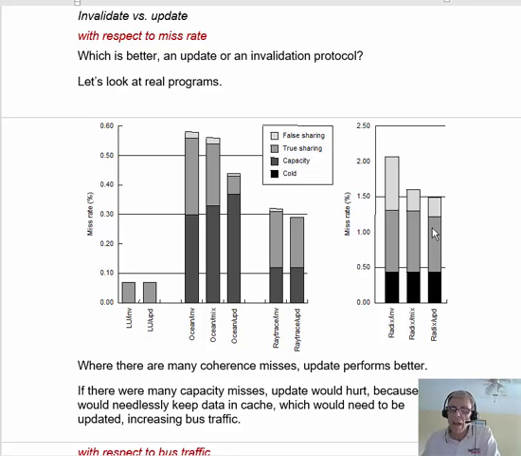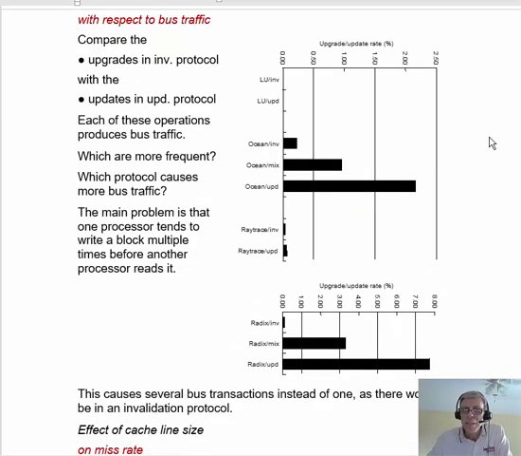If instead we had a lot of capacity misses, then update wouldn't be favorable because it would keep sending all of the updates to all of the processors, and that would have the effect of keeping blocks in the cache that would occupy lines that were needed for more data to be brought in. So we'd have even more capacity misses if we kept that data in the cache. But miss rate is not the only story.